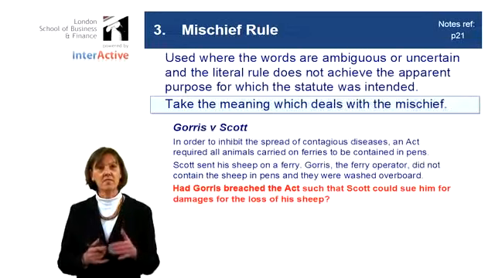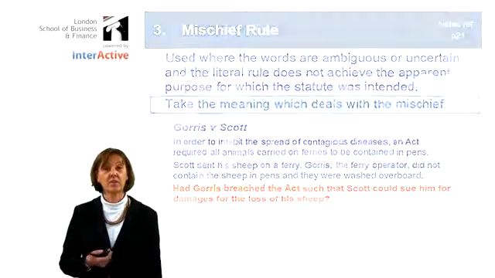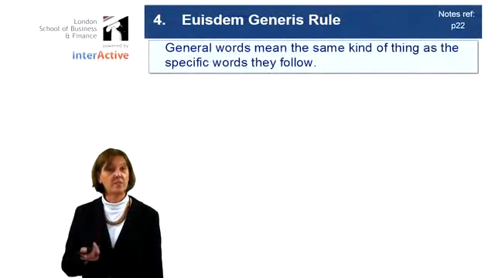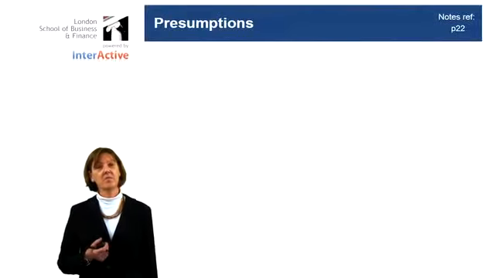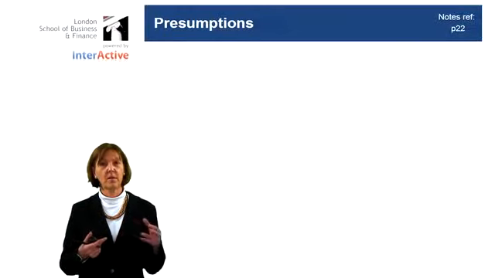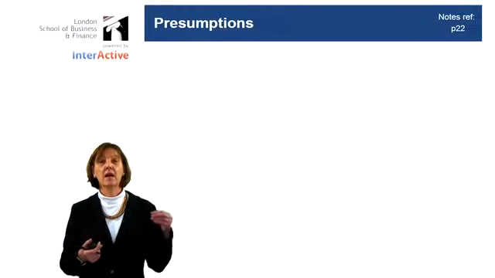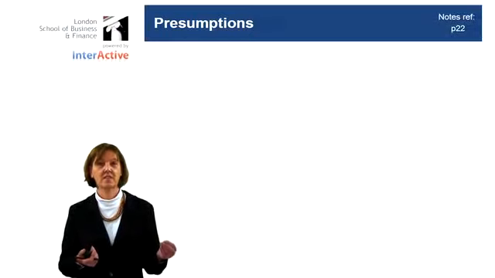So those are the three main rules. I'm leaving you yourselves to look at the Eiusdem Generis rule, but don't spend a lot of time on it. Let us quickly have a look at the presumptions. A presumption, by the way, is something we assume to be true about an Act of Parliament unless the Act says otherwise. So unless it specifically says differently.